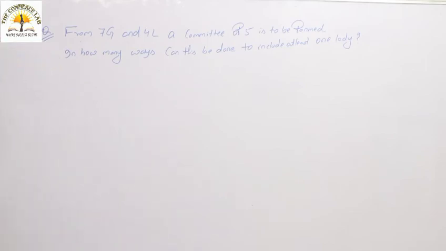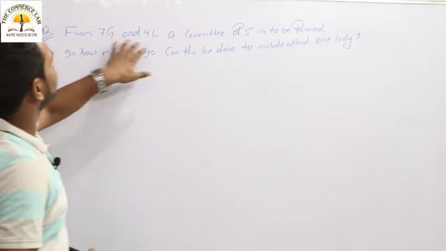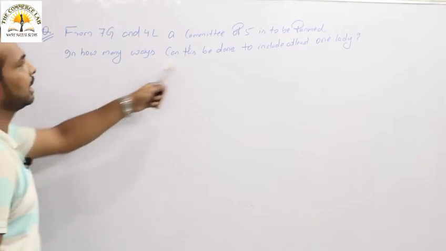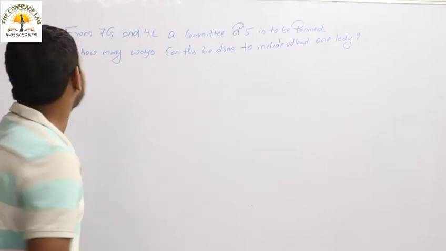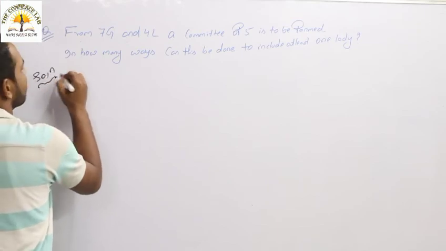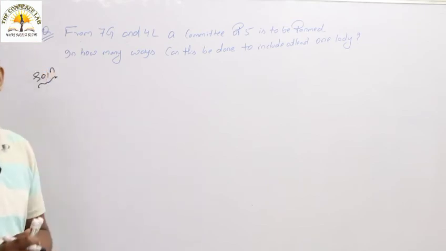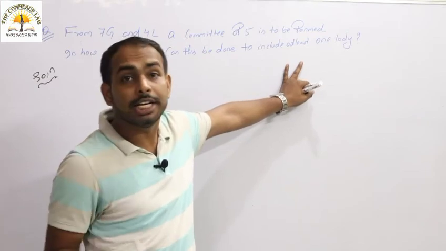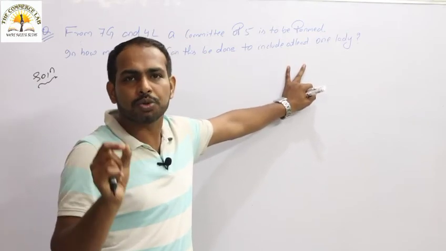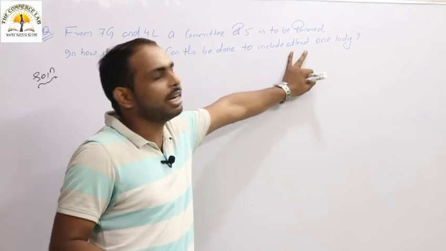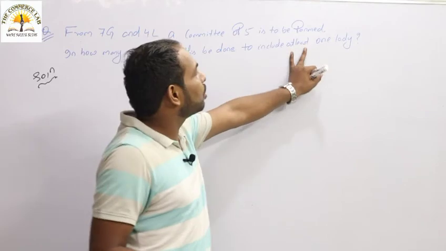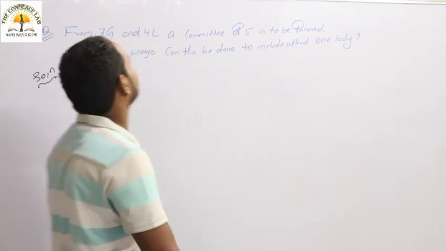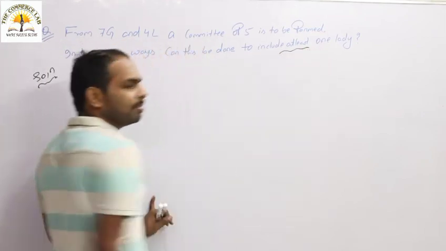So from seven gentlemen and four ladies, a committee of five is to be formed. In how many ways can this be done to include at least one lady? So five persons we have to choose such that at least one lady must be included. At least, at most, there are two words. At least is your minimum. At least one lady is your minimum one lady. If that is at most one lady, that means maximum one lady, not more than one lady, right? Then here, at least one lady means minimum one lady.